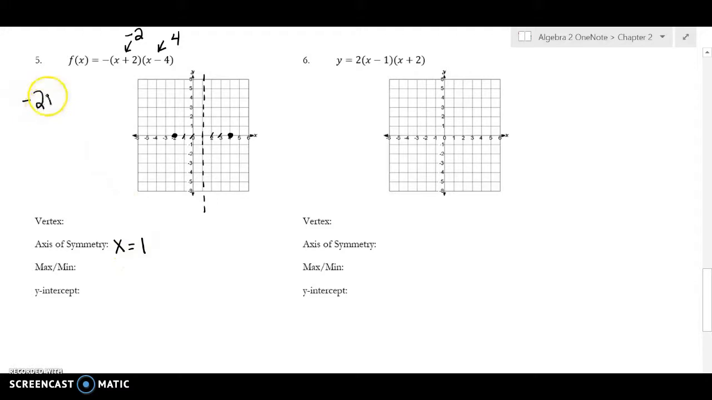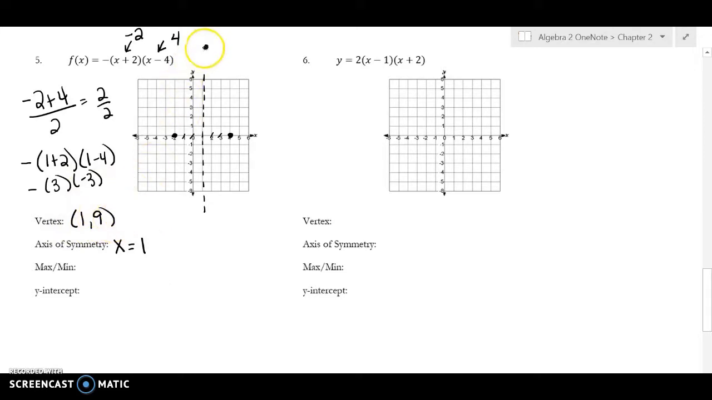And what you could have done is you could have added these up and divided by 2, taking their average. And so that's 1. And so since I know that's 1, I'm going to plug it in to find my y value. So it's 3 times negative 3. And so that's a positive 9. So that means this meets way up here.